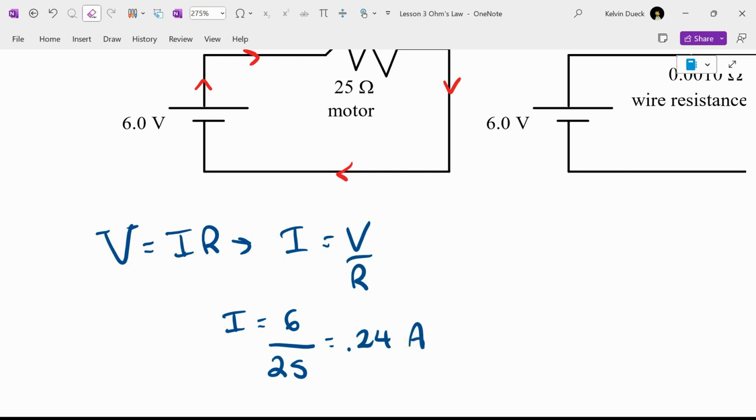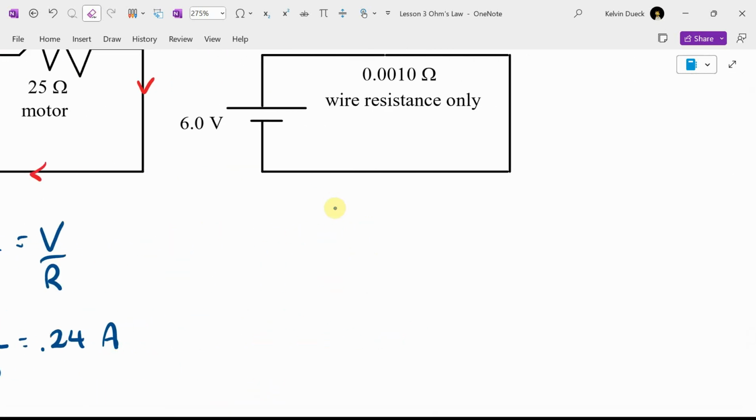Now remember, amps is coulombs per second. This battery is losing charge at a rate of 0.24 coulombs per second. Compare that, Gibson, with this one here. Well, now current is voltage divided by resistance. We still have to get rid of 6 volts, but what's the resistance in the wires only? How many amps are going to flow through this particular circuit?